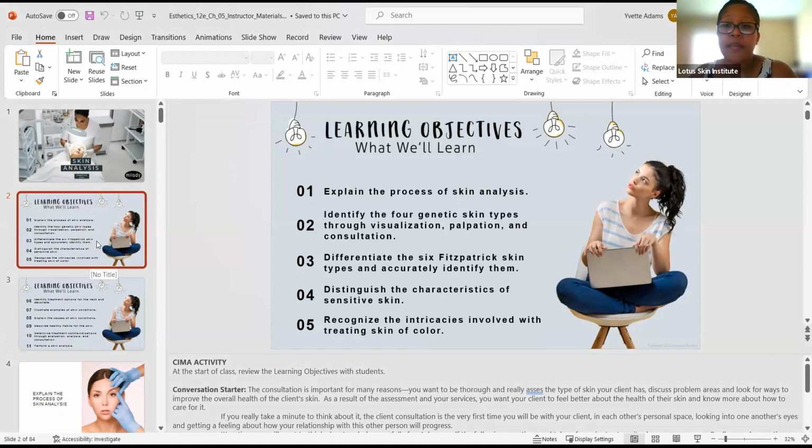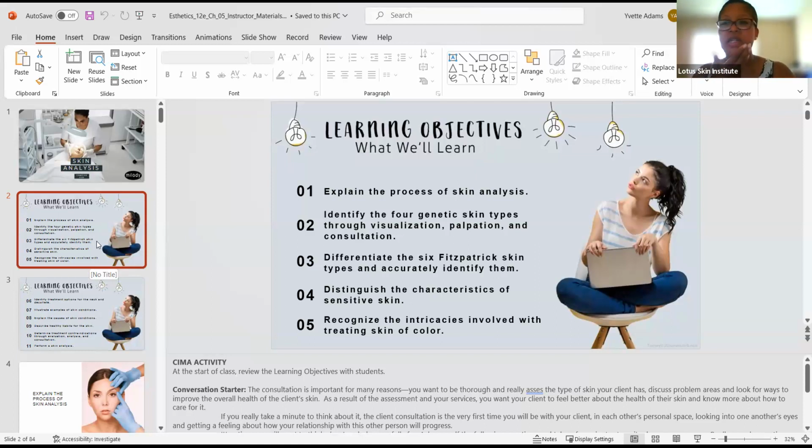So if I'm looking at the right screen, I have my phone in here so I can see what y'all see. So in this chapter, we'll do this both probably today and Wednesday. We're gonna explain the process of skin analysis, identify the 4 genetic skin types through visualization. So we're gonna look at skin. Palpation means we're gonna touch skin. We're going to pinch skin and see how the bounce back is. We're going to look closely at skin.